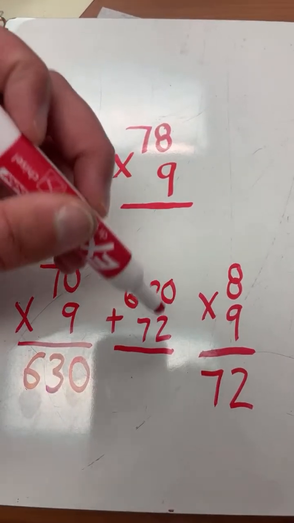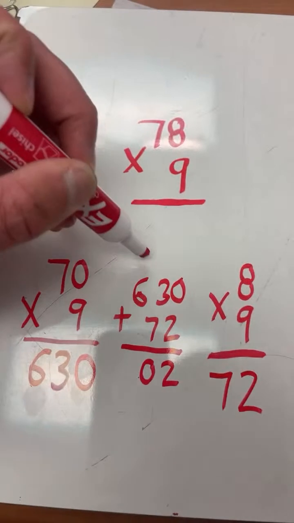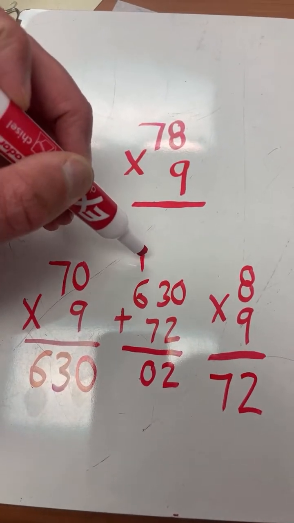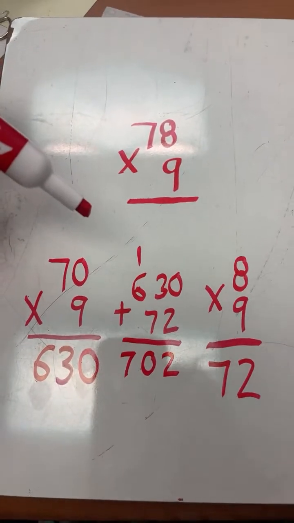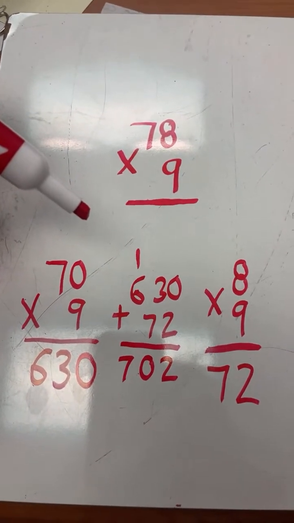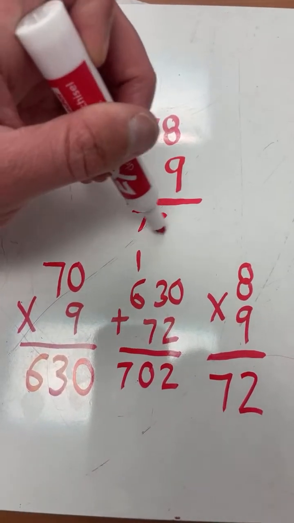2 plus 0 plus 2 equals 2. 3 plus 7 equals 10. 0 carry the 1. 1 plus 6 equals 7. And we have our final answer, 78 times 9 equals 702.